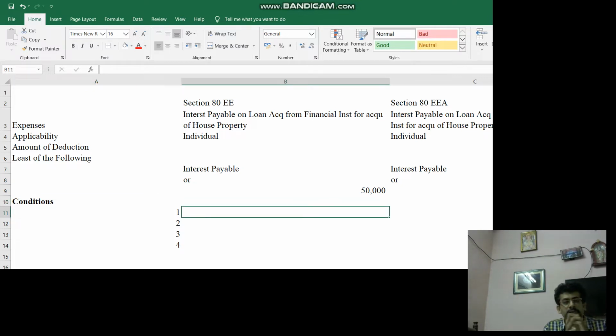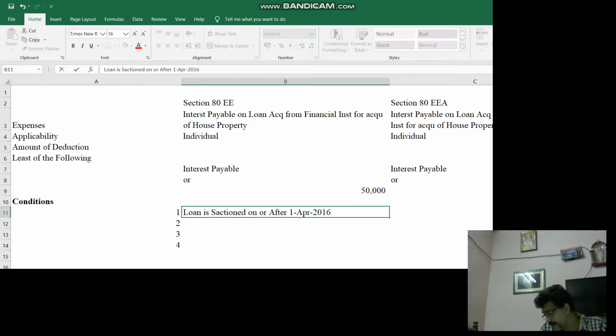Now the thing is, the first condition says any loan borrowed during 1st April 2016 to 31st March 2017. Loan is sanctioned during the period of 1st April 2016 to 31st March 2017. That's what is the first condition. And other conditions satisfied, 80EE. So here the first condition is what? Loan is sanctioned on or after 1st April 2016.